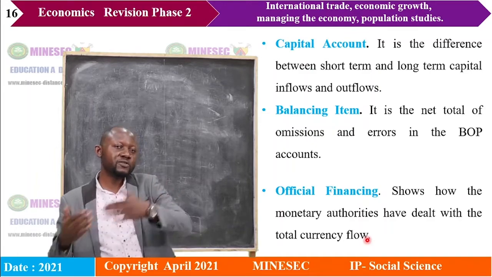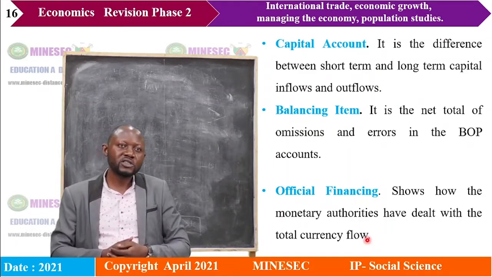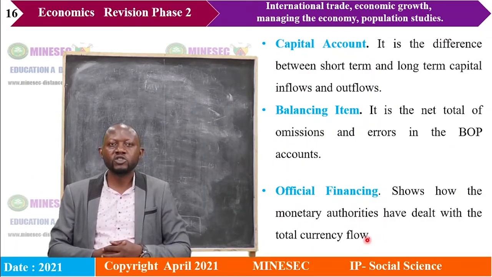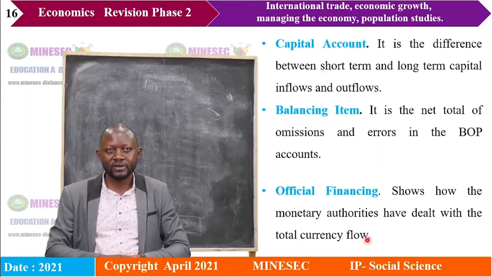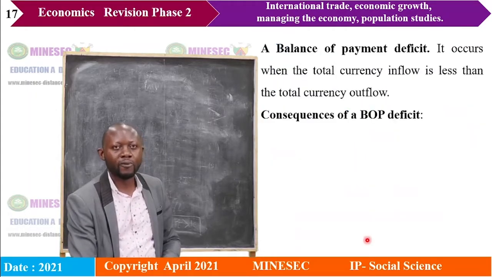Then when it's positive, it means it's a surplus. The official financing account comes in to distribute the surplus, probably by giving out loans to other countries, increasing their foreign exchange reserves, and so forth.